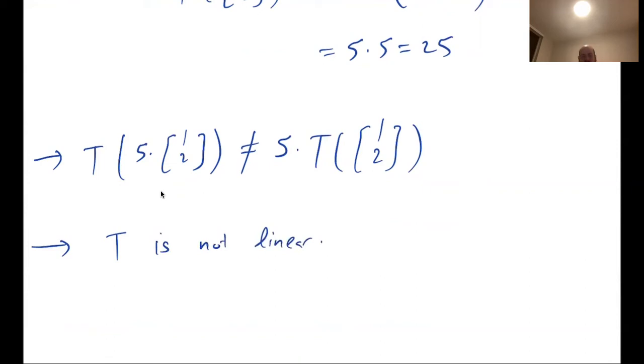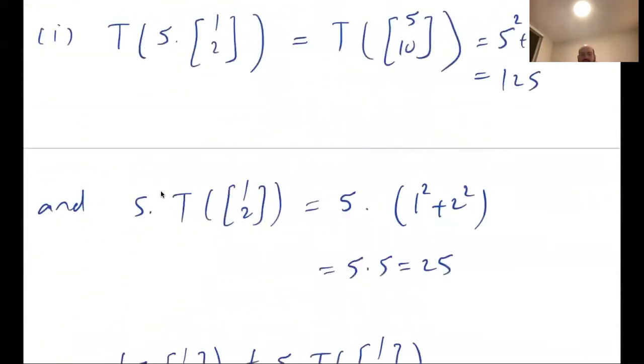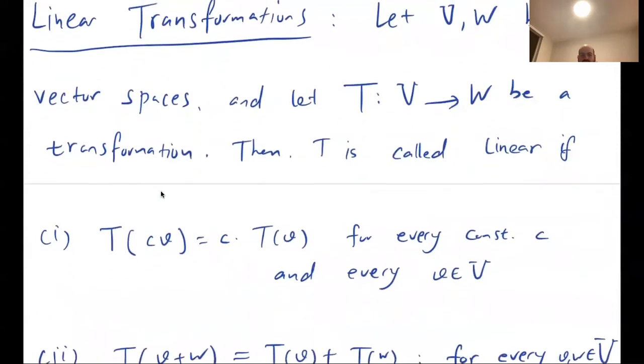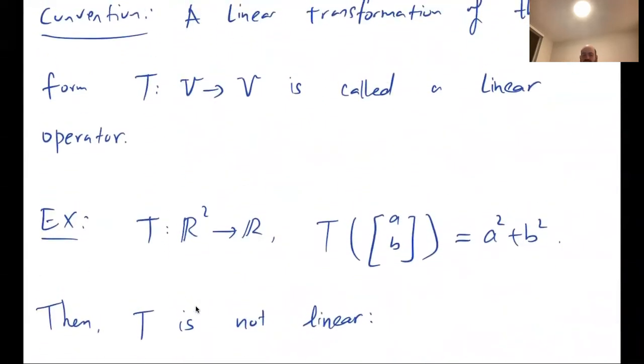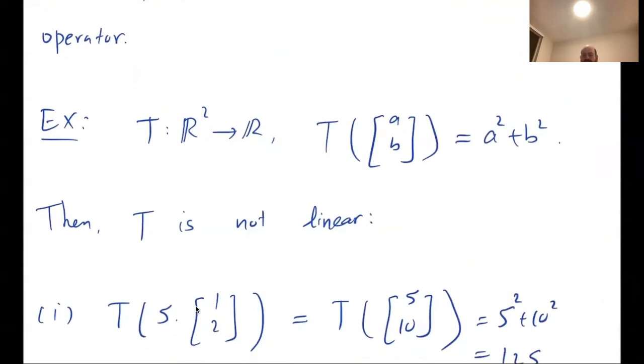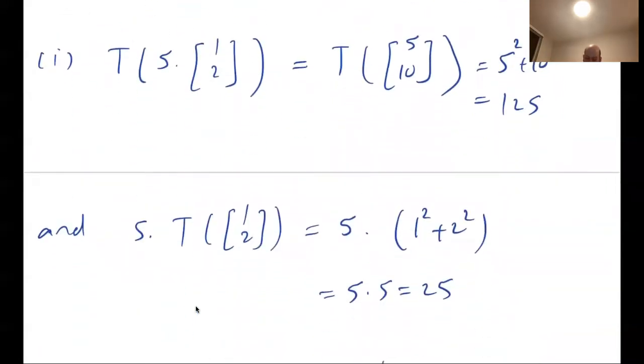Because in order to have a linear transformation, both these conditions must hold, and each of them must be true for every vector or every constant. This one for every vector and every constant, and this one for any two vectors. So even if one of the conditions fails for one constant and one vector, or for one pair of vectors, then the transformation will not be linear.